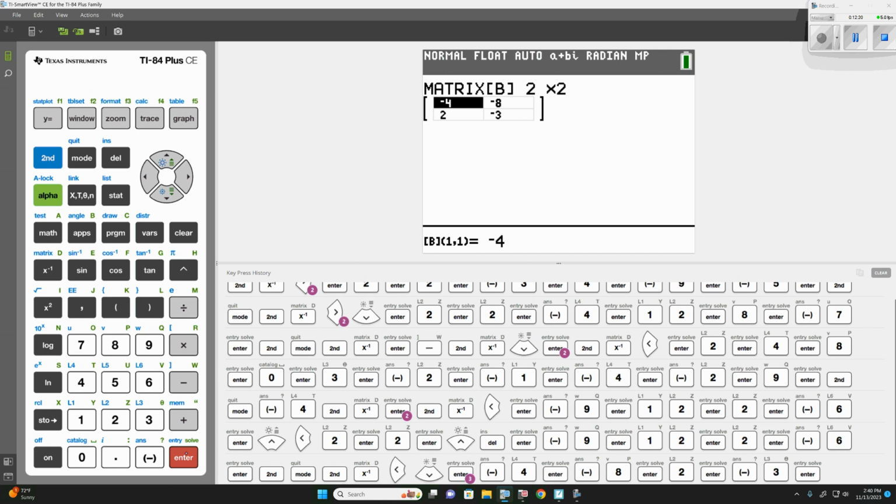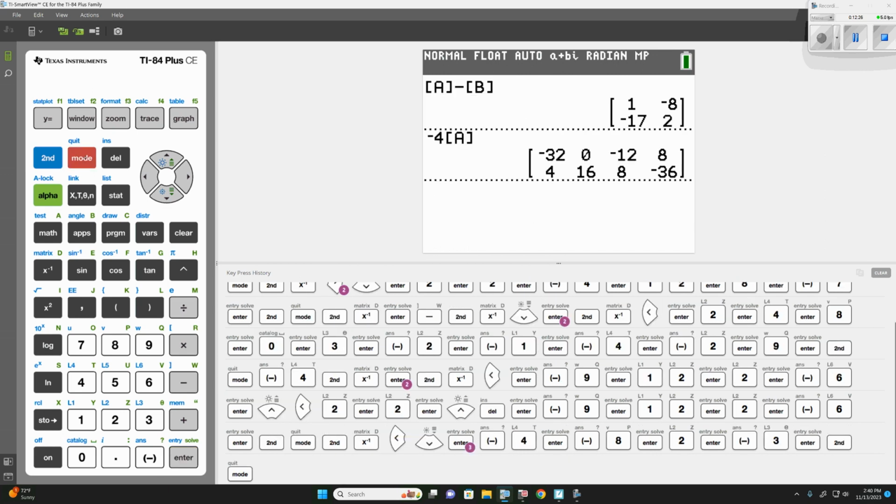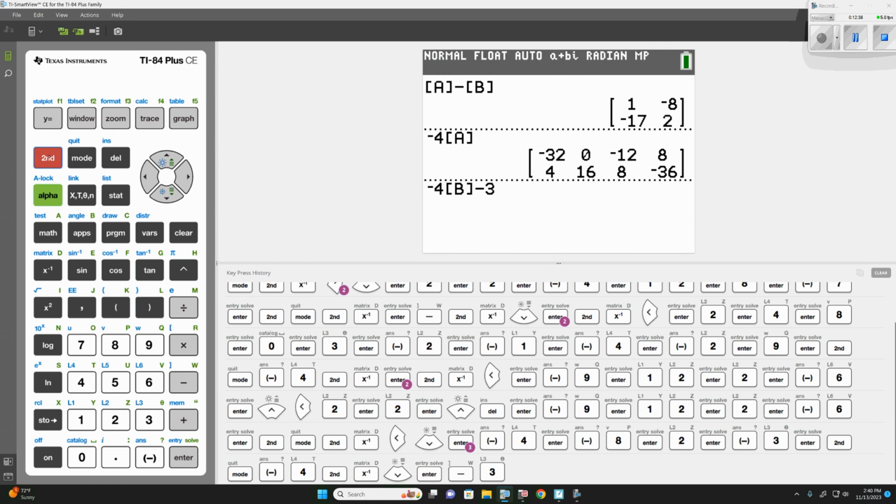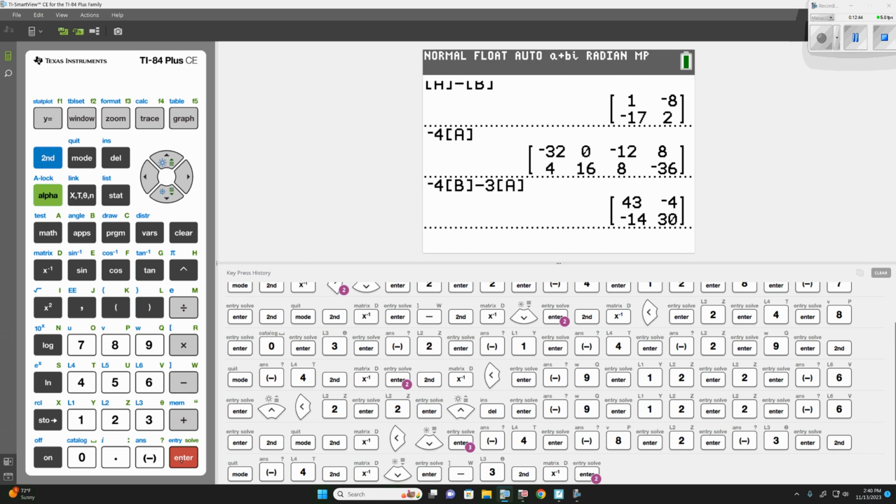Yeah, you're good. Once you get them both typed in, we're going to say second, quit. So we want to find -4B minus 3A, yes? So we'd say -4, second matrix B, minus 3, second matrix A. Yeah, we just have to type the whole thing in.